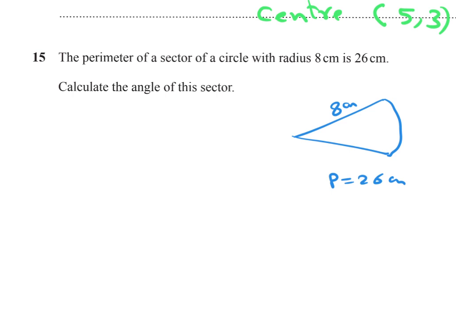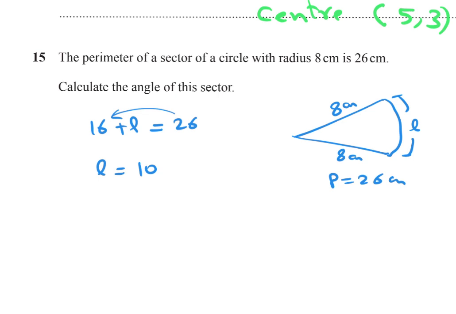So this radius is 8 and this is also 8, and we have the length of the arc. Am I right? So the perimeter of the sector is 8 plus 8, which is 16, plus the length of the arc, equals 26. So the length of the arc is what? 10. Yes, 26 minus 16. So the length of the arc is 10.